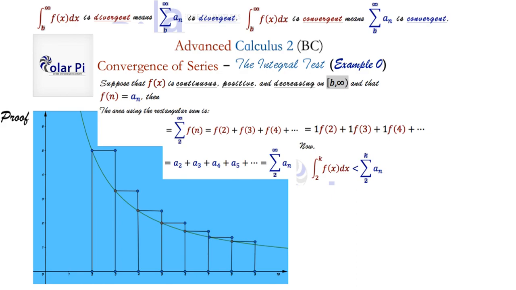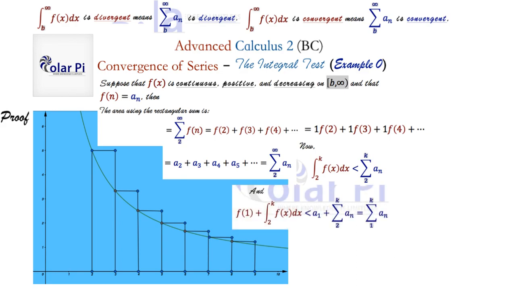And from here, how about this? Since we want our series to start at 1, what we could do is on the integral, add on f of 1, and then on the series, add a1, and then that way we can have our series start at a1, and this inequality still holds, right? And then we see clearly that as k goes to infinity, f of 1 plus this integral, which we're saying is divergent, diverges. This goes to infinity.